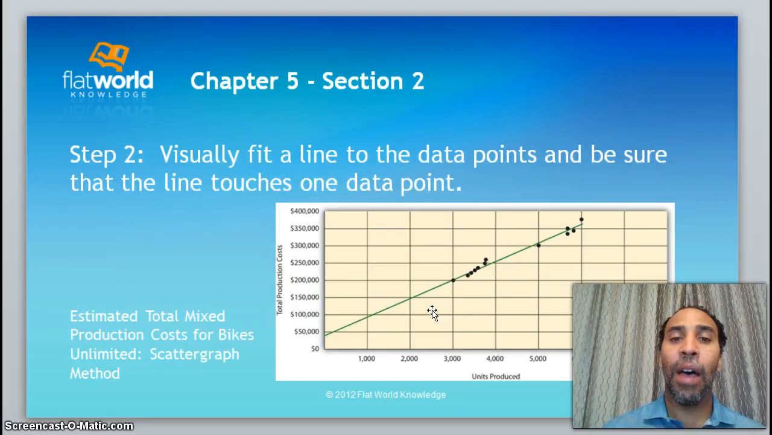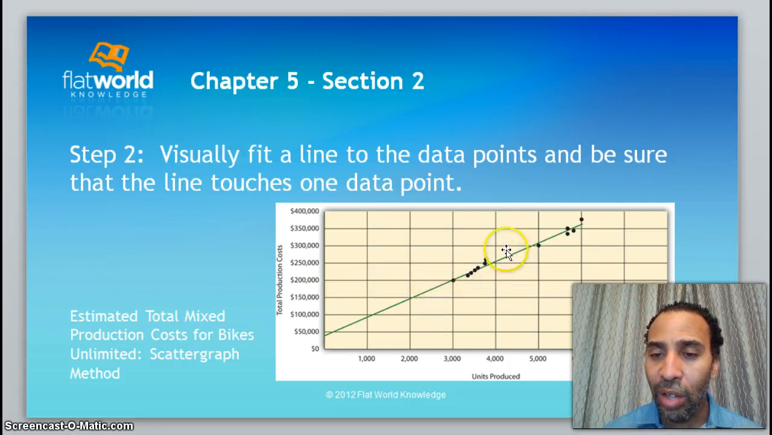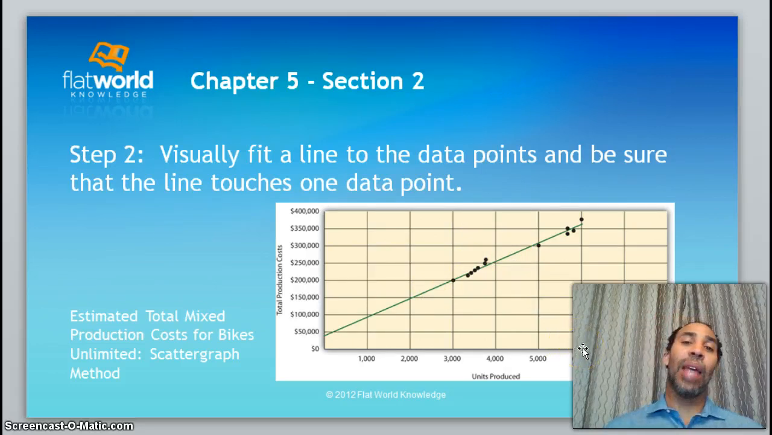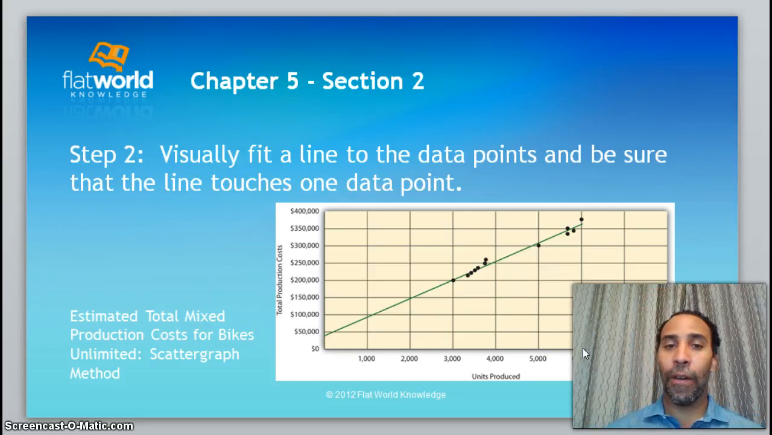So step two, visually fit a line to the data points and be sure that the line touches one data point. It touches that data point right there. 3,000 units produced at $200,000 and it's going straight through, and you can see how close they are to the line. So if you saw something up here, way down here, then that's an outlier. You have some problem there. You're going to need to do some type of research.